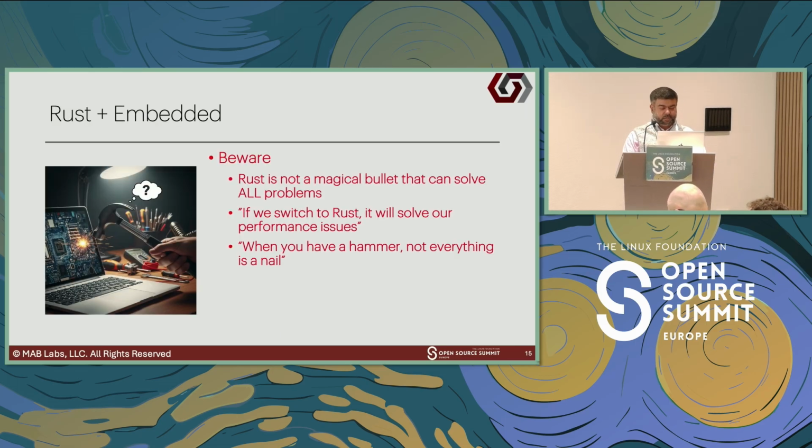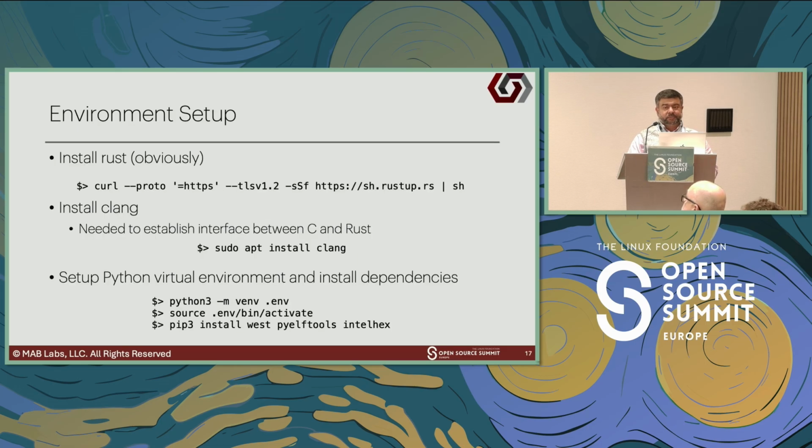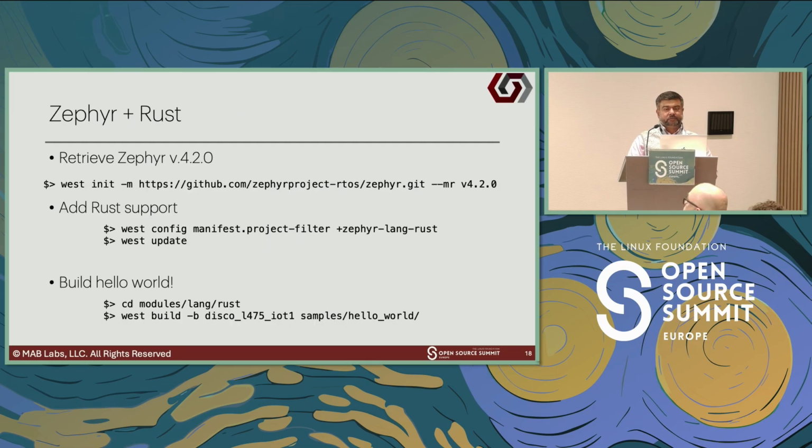Again, because Zephyr in Rust uses the FFI to provide that interface between Rust and C, we also need to install Clang, because there are parts of the Clang toolchains that are really good at supporting that interface. And of course, if you're not new to Zephyr, you have to set up the Python virtual environment and the appropriate tools, and then we can get started with the Rust side of things.